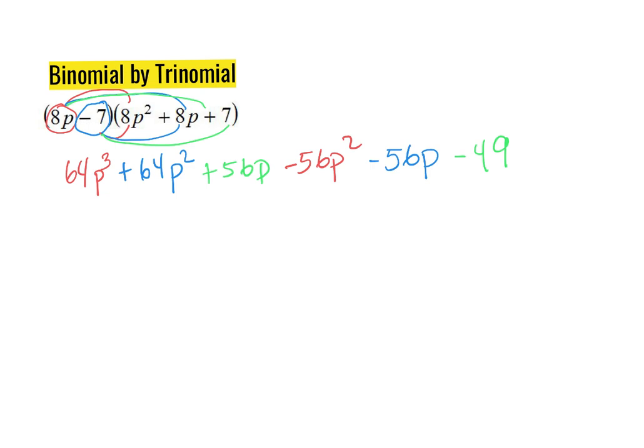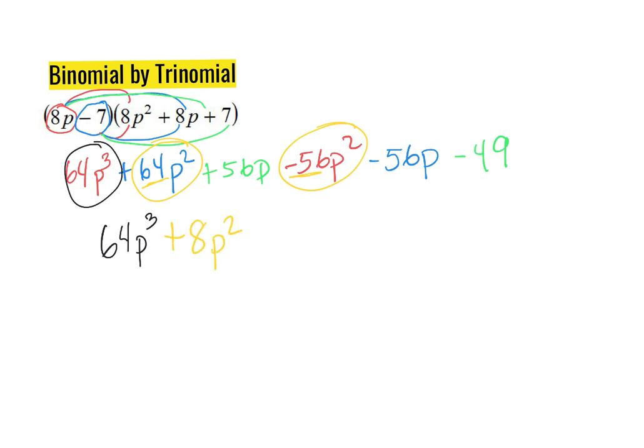So I have this 64p to the third power. That's going to go first because we're going to write it in standard form. So that means the bigger exponent goes first. So second, p squared. I'm going to combine those. So 64 minus 56 is going to give me 8. So that's +8p squared. And then I'm going to do my p's. So 56 minus 56, well, that just gives me 0, so they go away. And then -49, nothing to combine.